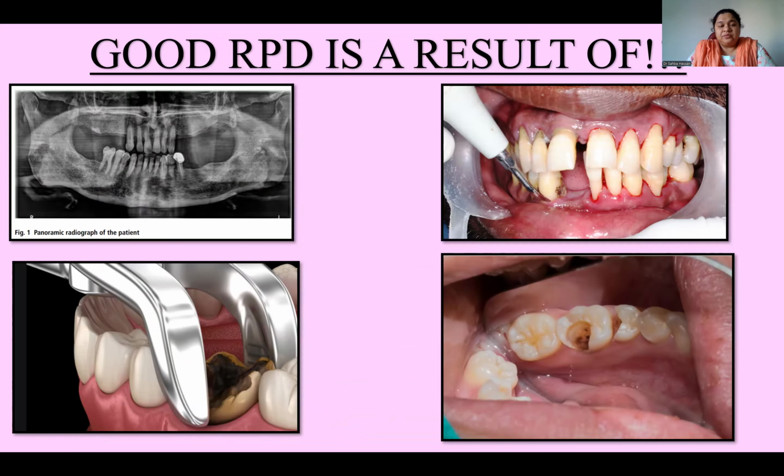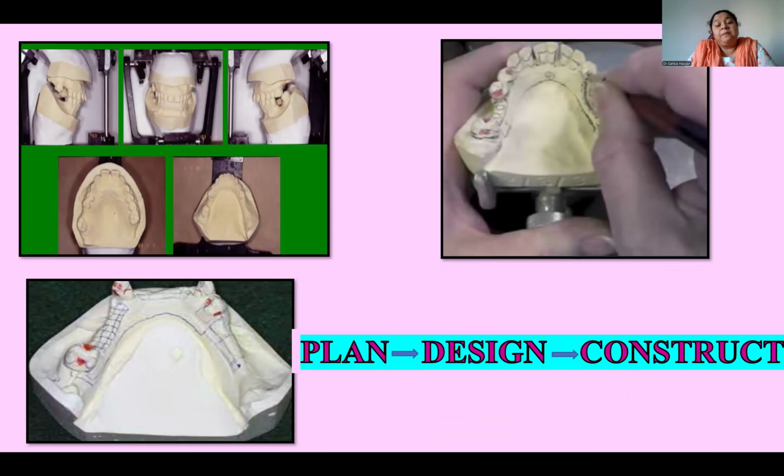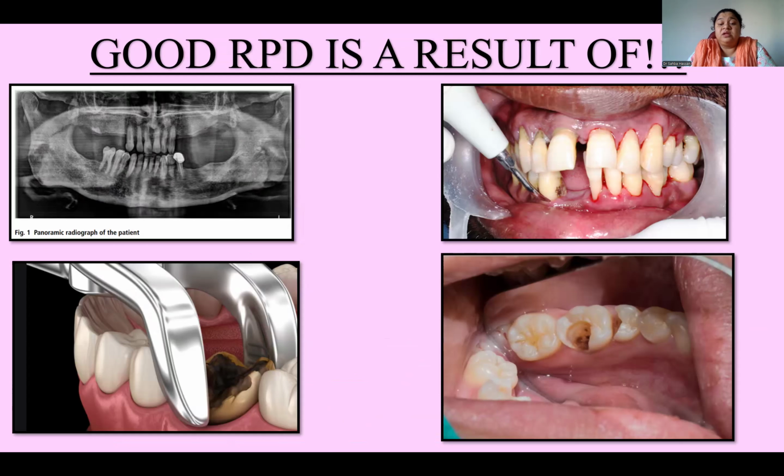Now, here I want to show one thing. Before telling anything in detail, a good RPD can only be done when you plan, when you design, and then you construct. Planning and designing are the very essential part. So when I say plan and design, you see this OPG, the figure one OPG. Then think what classification it is. The upper one is obviously bilateral, Kennedy's one, the lower is Kennedy's two.